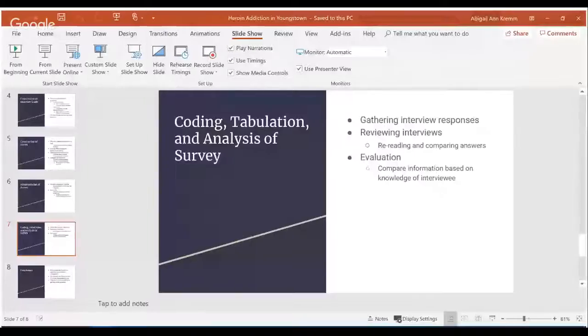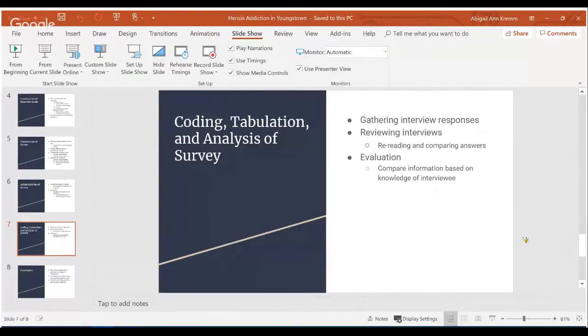All right, on to the next. Do you see coding, tabulation, and analysis? Yes. Perfect.